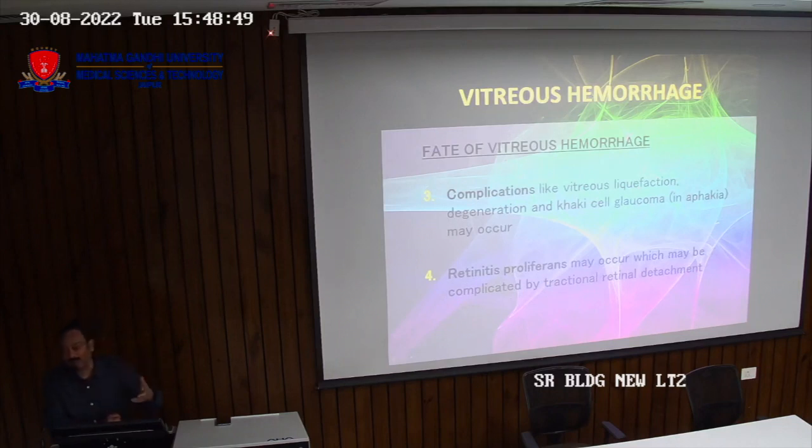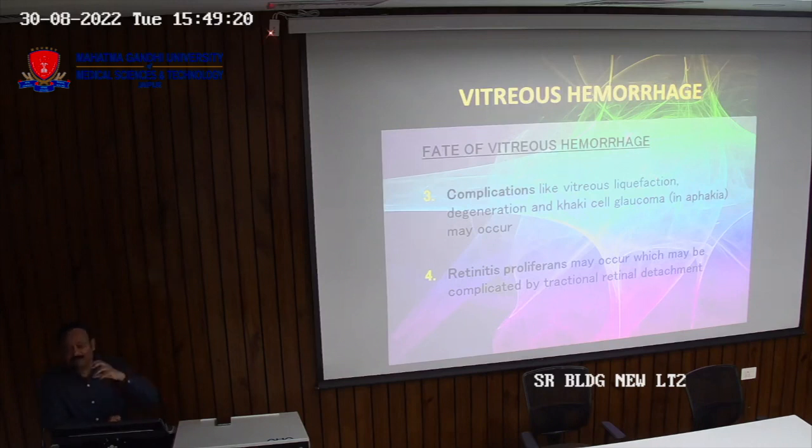Now, what complication can occur is the vitreous liquefaction. This occurs when there is slight amount of hemorrhage, not too much of hemorrhage. Slight amount of hemorrhage in the vitreous gel, then there is a degenerative process that takes place in the vitreous and causes liquefaction of the vitreous. What is liquefaction? The density of the vitreous or the jelly-like structure goes down and it becomes liquefied. So it can cause a liquefaction.